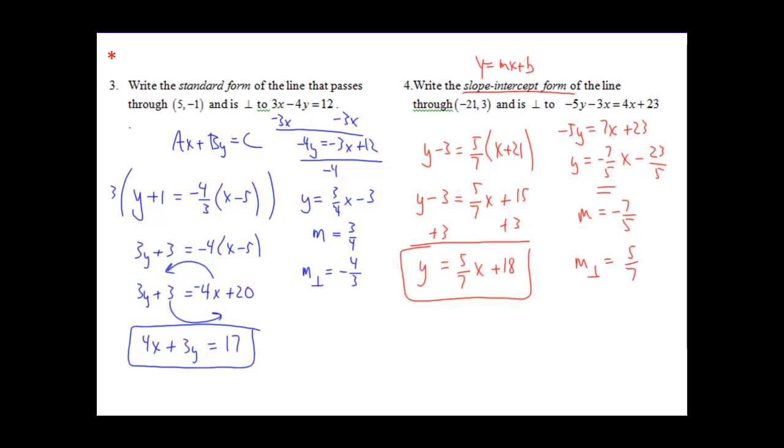Distribute now. Instead of getting rid of the 7, totally fine. I just distributed through, and what you see is it made 15. So 7 goes into 21 3 times. 3 times 5 is 15. So added the 3 over, got 18.